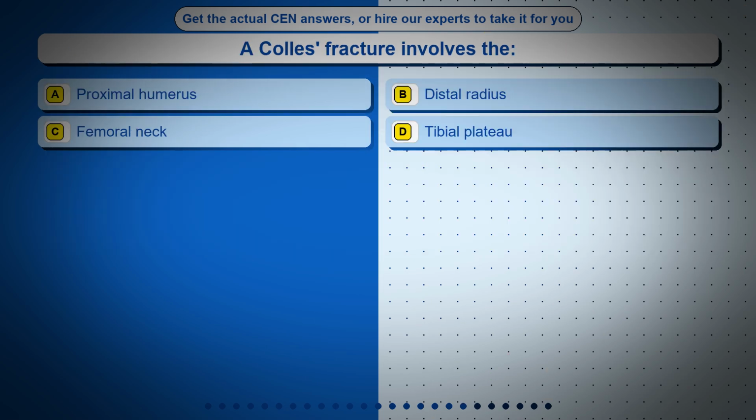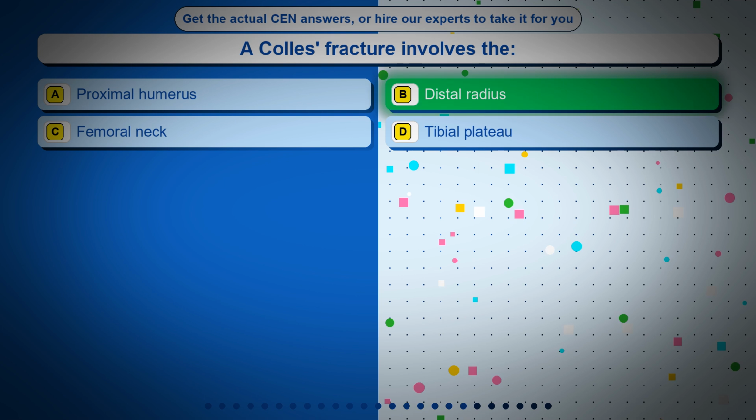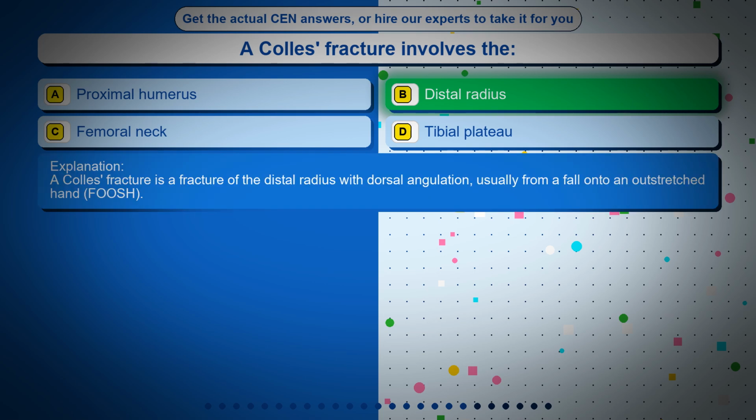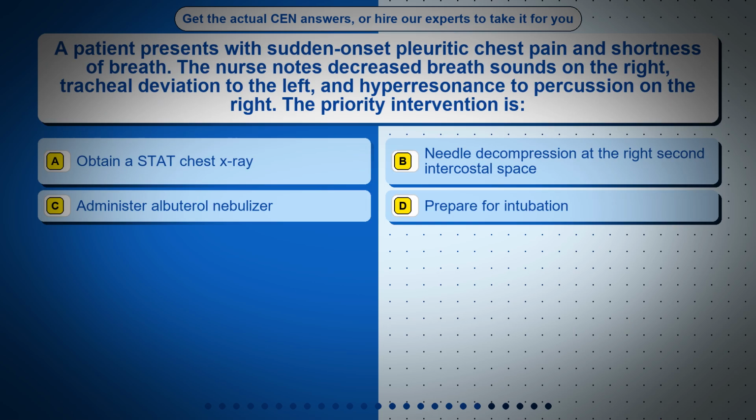Question 19. A Colles' fracture involves the option A, proximal humerus; option B, distal radius; option C, femoral neck; option D, tibial plateau. The correct answer is option B, distal radius. A Colles' fracture is a fracture of the distal radius with dorsal angulation, usually from a fall onto an outstretched hand, FOOSH.